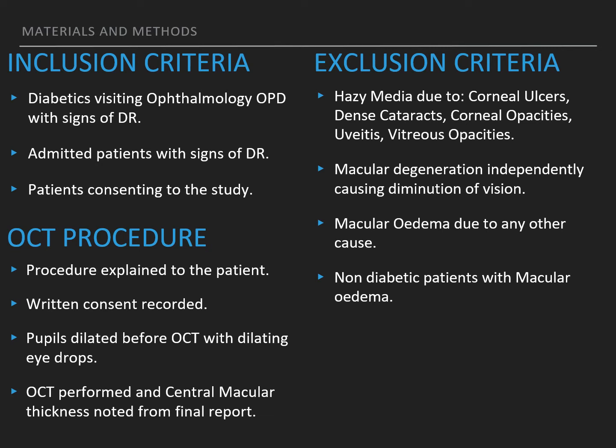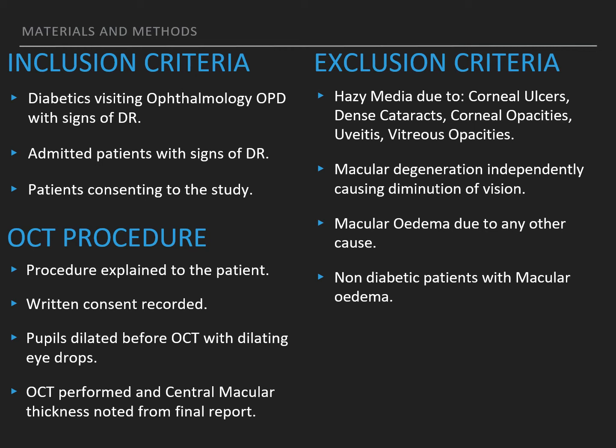Inclusion criteria were diabetics visiting ophthalmology OPD with signs of diabetic retinopathy, patients admitted in other departments with signs of DR, and those willing to consent for the study. Patients with hazy media due to corneal ulcers, dense cataracts, corneal opacities, uveitis, and vitreous opacities were excluded. So were those with macular degeneration independently causing diminution of vision. Macular edema due to any other cause and non-diabetic patients with macular edema were also excluded.